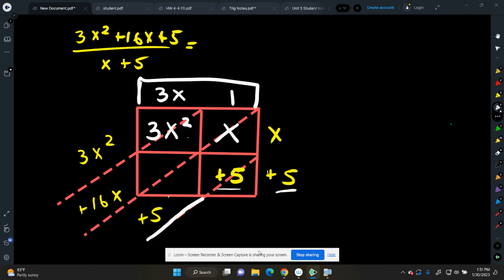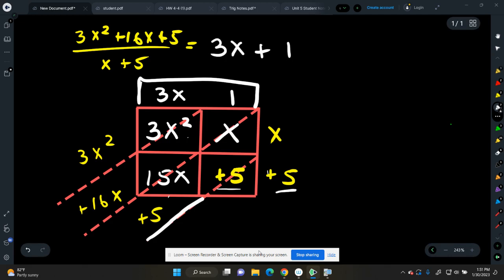Okay. Riley, what now? Do the 3x times 5, which gives me 15x. Now we're just going to check it. Check the middle diagonal. x plus 15x equals 16x, so that's good. So what does this equal? 3x plus 1. Yes. Do you have to put plus 5 plus 16x, or can you just write 16x and 5? You can just write 16x and 5, yep.